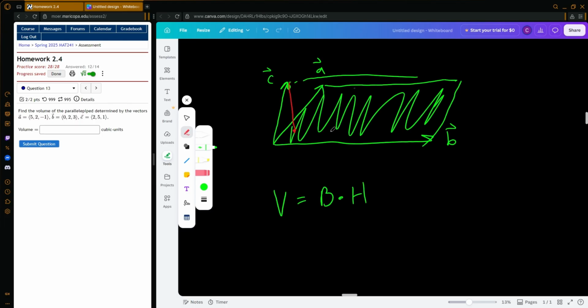Okay, so to get the base, that's going to be the cross product of A and B. So we're going to do A crossed with B. That gives us the magnitude of that. It's going to give us the area of this base. So now we're going to multiply it by the height. The height is going to be this guy right here, in red.